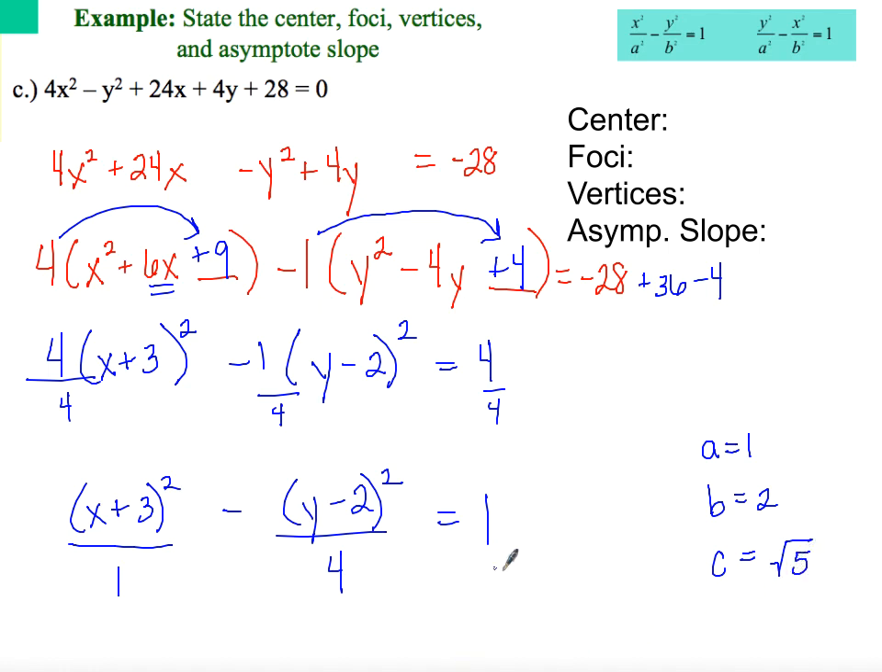At this point, you can pause the video, go ahead and sketch what this hyperbola is going to look like and see if you can determine the center, foci, vertices, and asymptote slope. All right, in purple up in the right-hand corner, you can see the final answers for the center, foci, vertices, and asymptote slope.